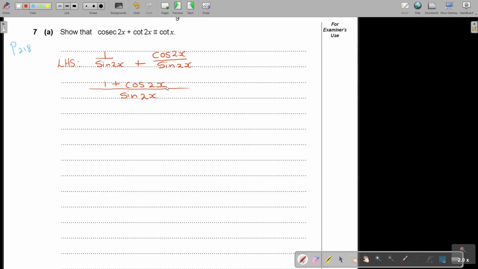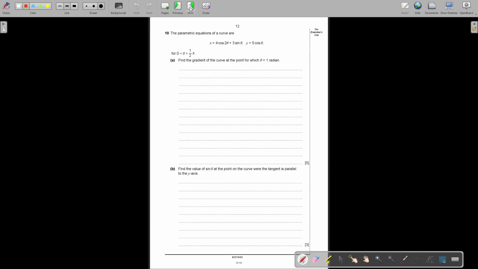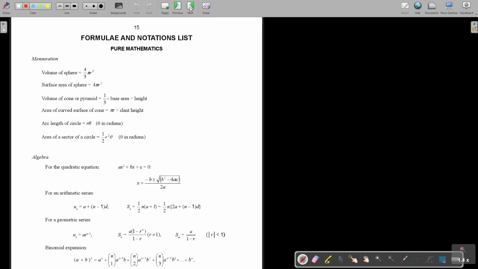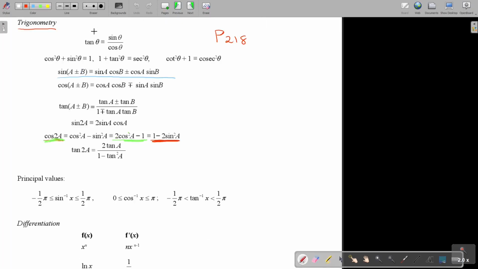Now, I can change these double angles. I can see it on the formula sheet, but I will also take you to the page in the textbook. I think this will help me here. If I look for the double angles, do you see cos 2A? It's 2 cos squared A minus 1. And sin 2A is 2 sin A cos A. So the formula sheet can help you break those double angles up.